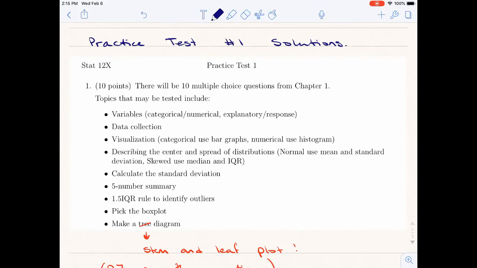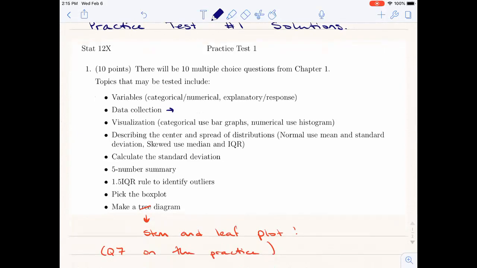Then I have this very vague data collection point. Really, the take-home message here is make sure that all your data is randomly selected. That was the only thing we really landed on in class. For the visualization point, it goes back to, okay, what kind of variable was this variable? If it's categorical, you would visualize it with a bar graph. And if it's numerical, you would visualize it with a histogram, right? So it's a two-step question.